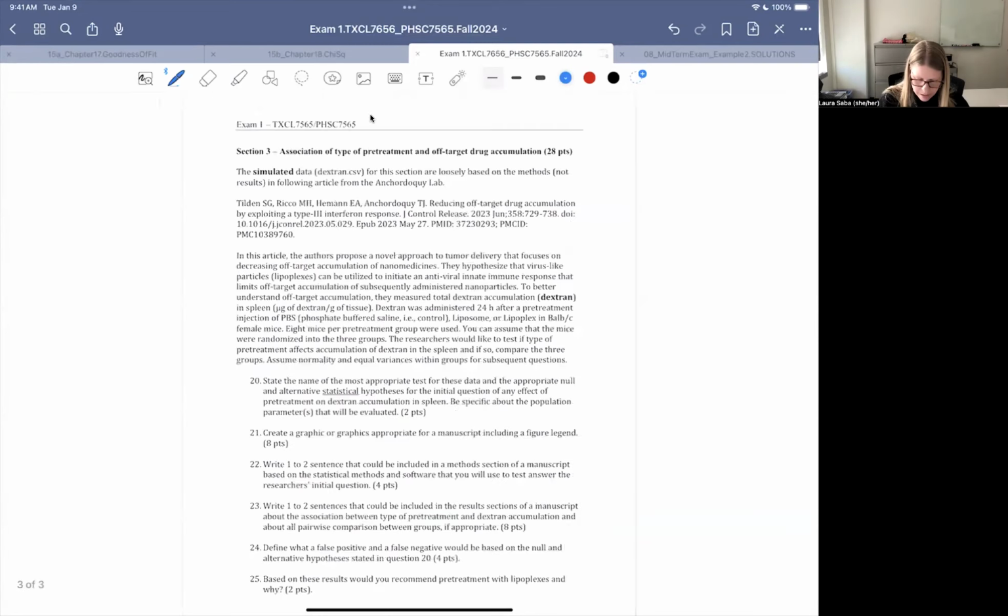That brings me to the last one. So this was our one-way ANOVA. And this tended to be the section that I took off the most points for in general for everyone.